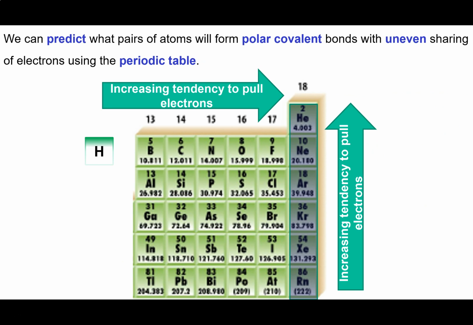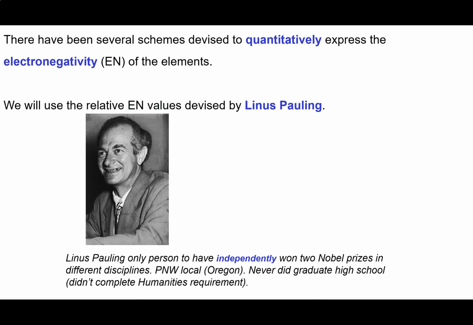So you can predict what pairs of atoms will form polar covalent bonds with uneven sharing of electrons using the periodic table. Effectively, the tendency to pull electrons towards itself increases for an atom from the bottom left to the top right towards fluorine. Now, there have been a bunch of schemes that are intended to give a quantitative number to this quality that we call electronegativity, that is the tendency of an atom to pull electrons towards itself in a polar covalent bond. So the higher an atom's electronegativity, the greater its tendency to pull electrons towards itself.